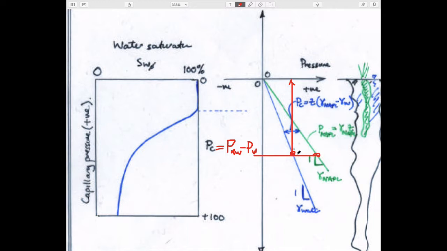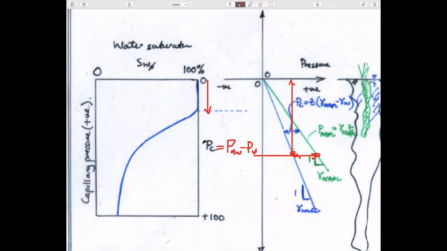And so by definition, that magnitude is just this length here on this curve. And so the capillary pressure at the surface, the difference between these two curves, is 0 and becomes larger, scales directly with the depth below the surface. So it increases linearly. And so that's exactly the behavior that we have going down.